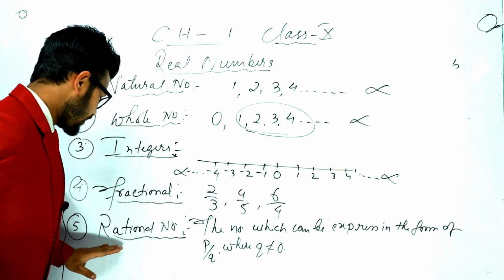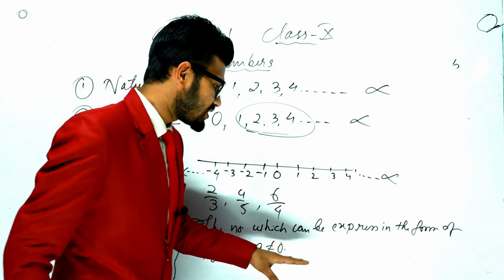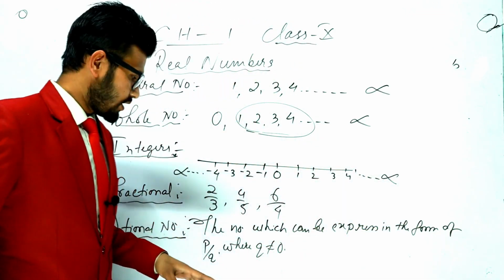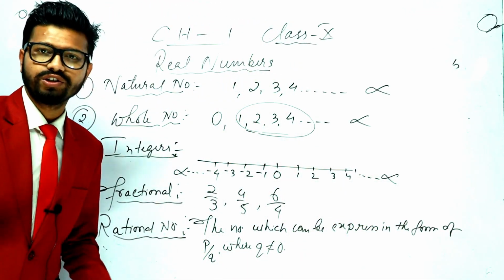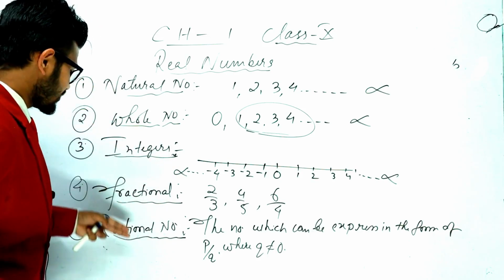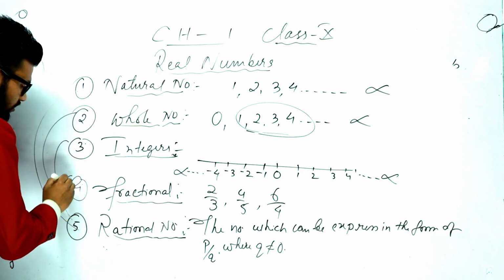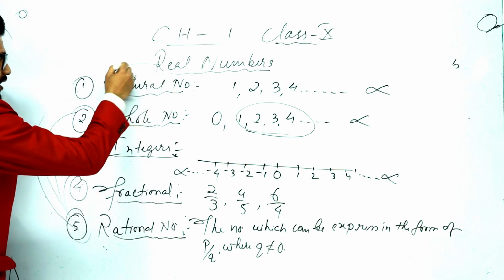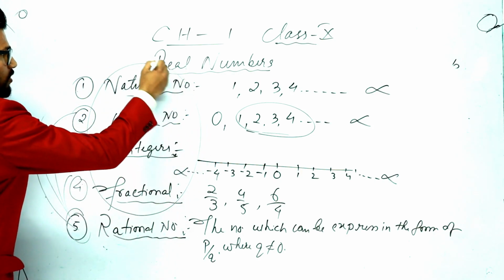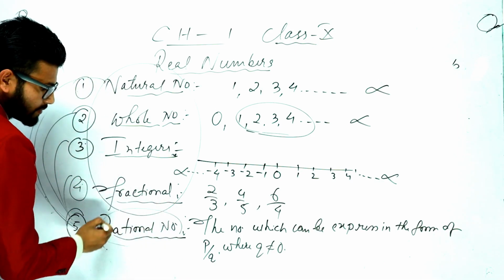Let us come to this point. A rational number means a number which can be expressed in the form of p by q, where q is not equal to 0. Definitely, a rational number includes all these, the father of all. Everything, whole number, natural number, integer, fraction number, is included under the rational number.